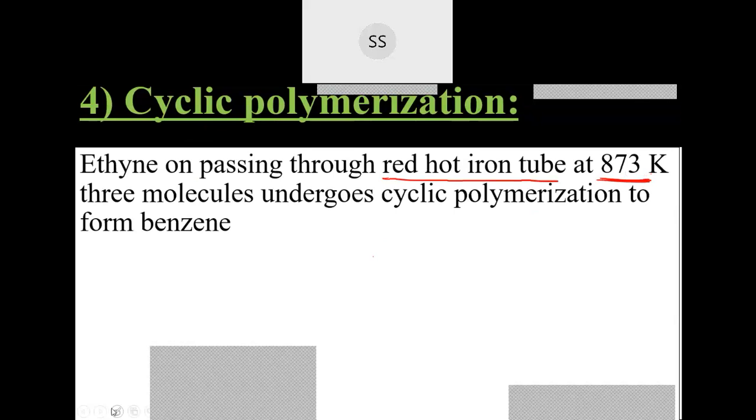Okay, so I am taking now ethyne molecule here. So you can write directly 3 ethyne molecules. Ethyne is H C triple bond C H in the presence of red hot iron tube, and they undergo cyclic polymerization. Condition is this, 873 Kelvin, this reaction takes place. Okay, so they combine together. Finally, what you get is benzene.